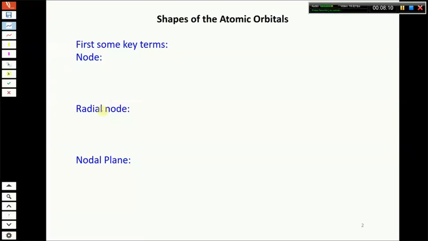So in a general sense, we have what are called nodes in many atomic orbitals. A node is a region where the electron has 0 probability. So when we take psi squared, or 4 pi r squared psi squared, which is the radial probability, this would be a region where those functions go to 0.